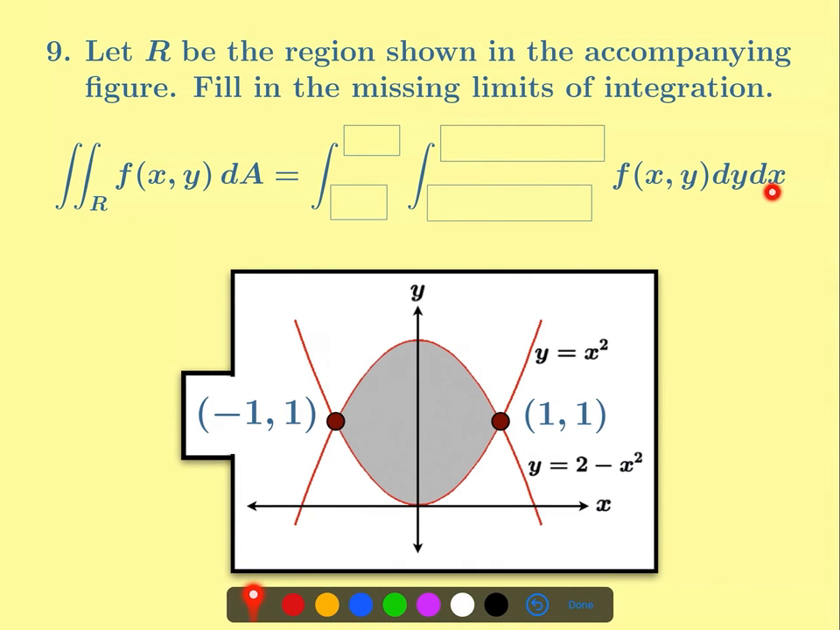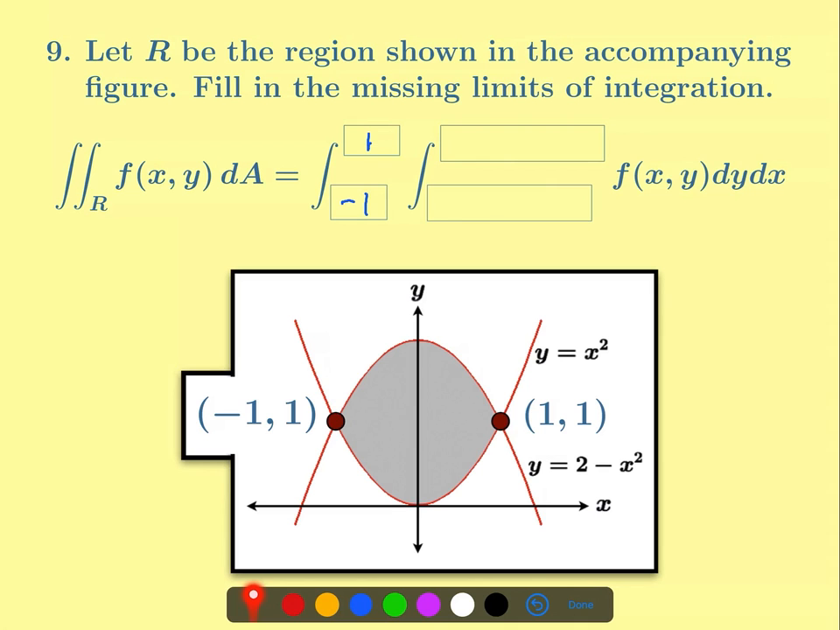To set up our limits of integration, we have dx on the outside. So we want dx going between two numbers, and it's going between minus 1 and 1. So we're going to put a minus 1 here. Let me go ahead and do that. And we put a 1 here. So x is going from minus 1 to 1.